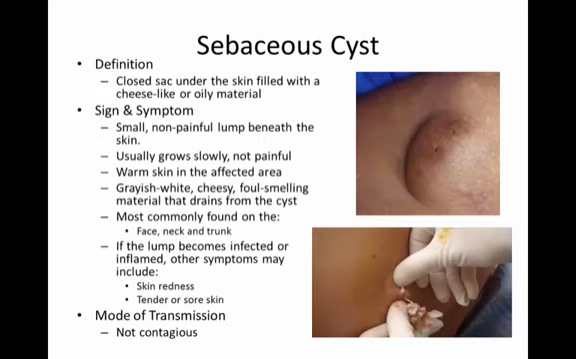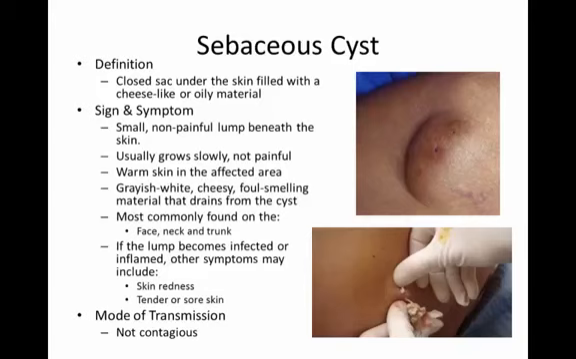A sebaceous cyst is a closed sac under the skin that is filled with a cheesy-like or oily material. Signs and symptoms include a small, non-painful lump beneath the skin. This usually grows slowly and is not typically painful. Warmth of the skin may occur in an infected area.